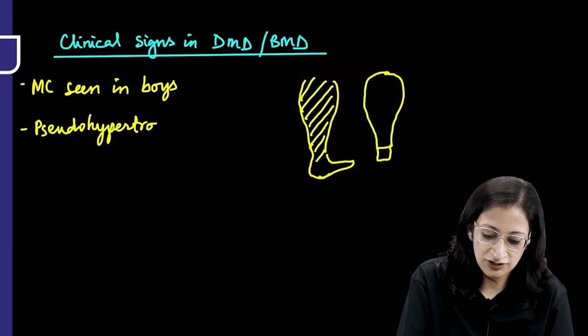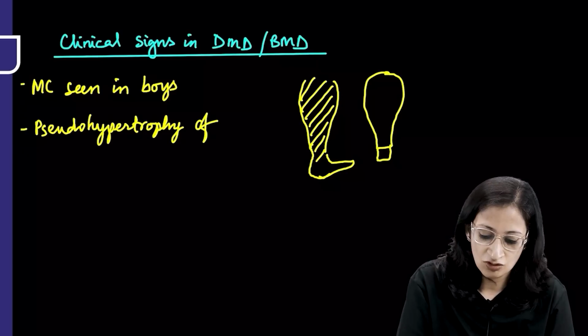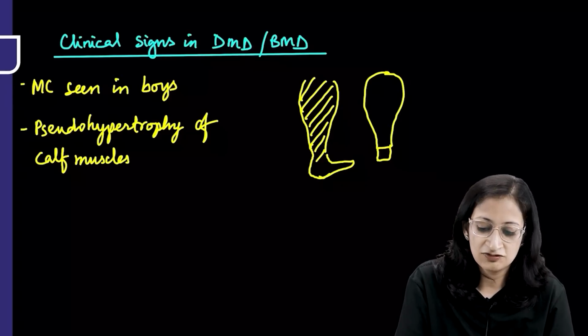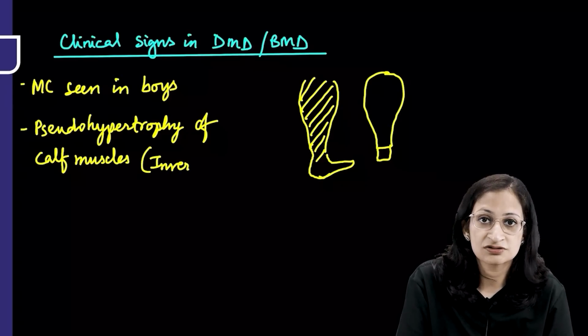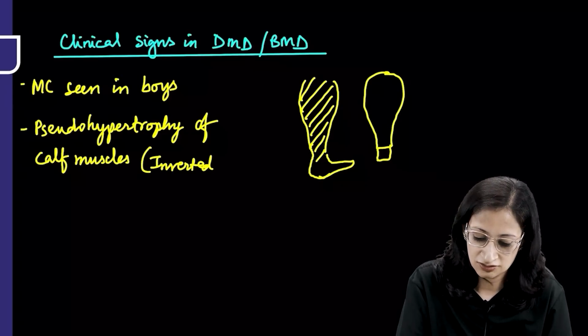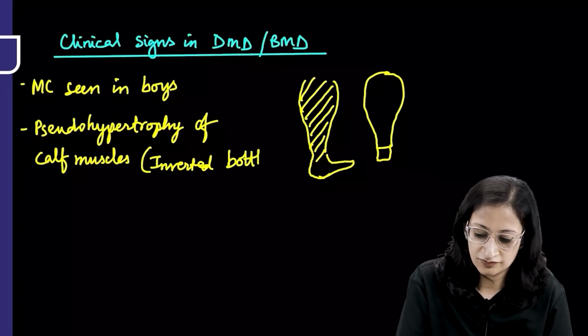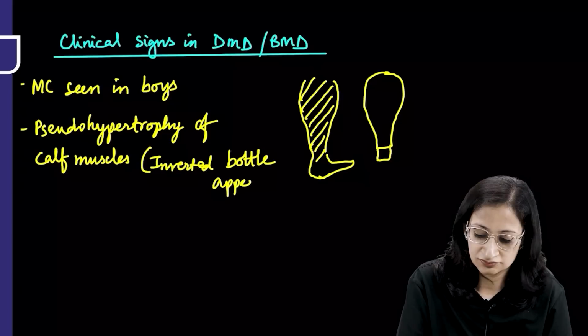Pseudo hypertrophy of calf muscles, giving an inverted bottle appearance.